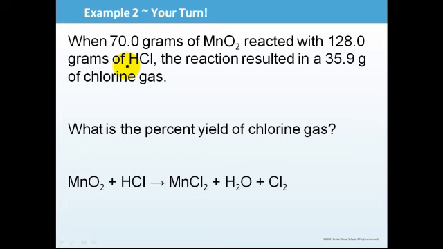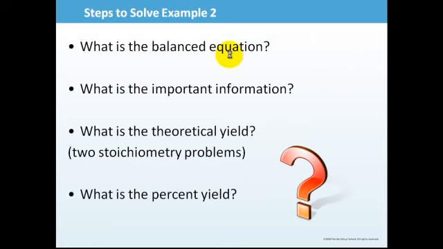So that means we're going to have to take both of those reactants, figure out how much product is produced, and then from that we can determine which one's the limiting reactant, and in turn which one is our theoretical yield. And then compare that to the actual yield. And they tell us the actual yield here. The reaction resulted in 35.9 grams of chlorine gas. So that is our actual yield, 35.9 grams. Okay, so let's go ahead and start solving this out then.